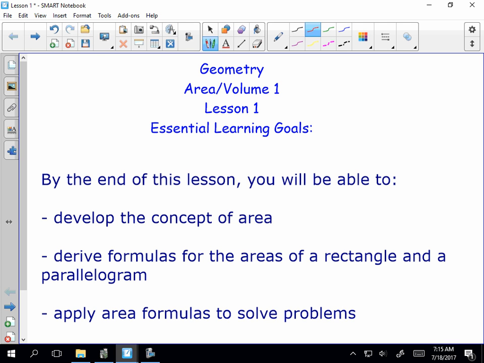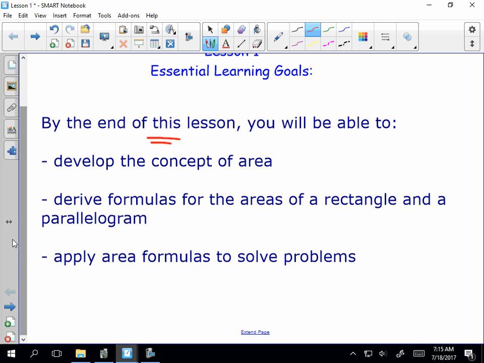By the end of this lesson, we're always looking at our essential learning goals to start out. We'll develop the concept of area. How do we find what an area is? What does an area represent? And we will derive the formulas for the area of a rectangle and the area of a parallelogram. And we'll apply these area formulas to solve some problems.